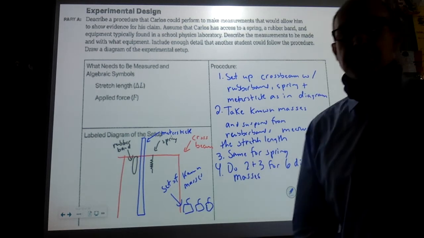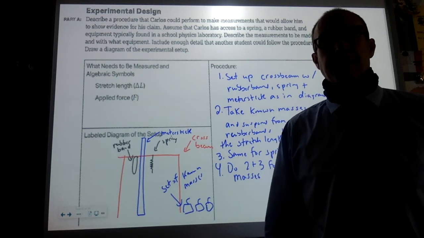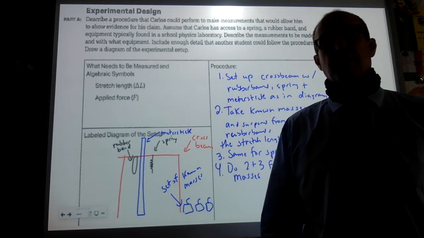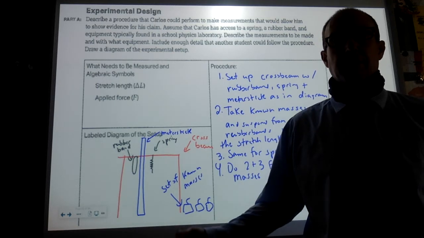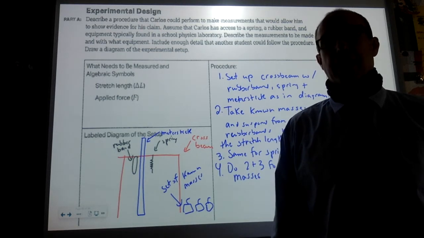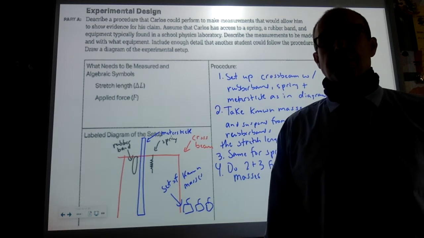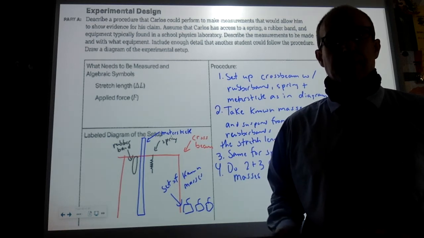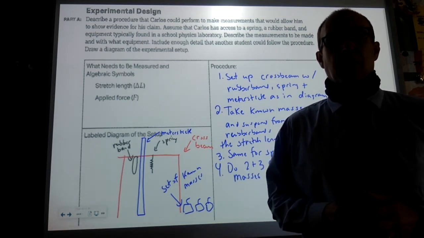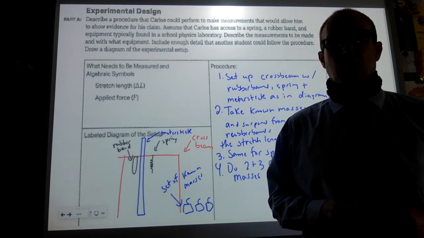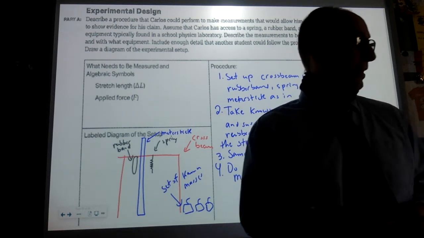And that's it. Any procedure that they would ever ask you to write, you should be able to do in 3, 4, 5 lines. It should never be longer than that. The procedure is what you're going to do. What measurements are you going to make? Now, it isn't what you do with those measurements, which would be the next part.